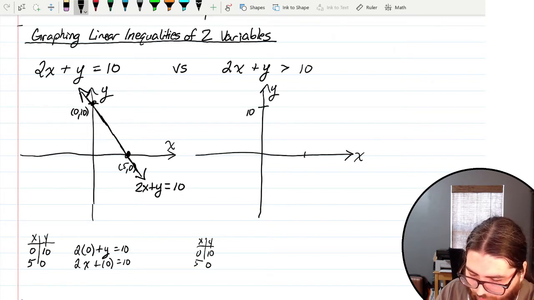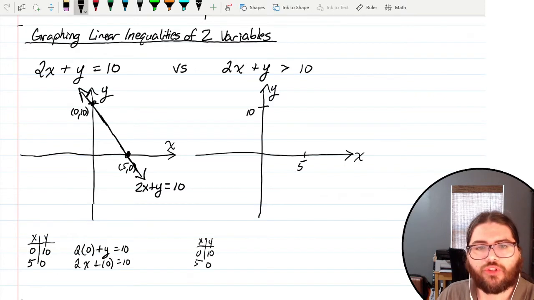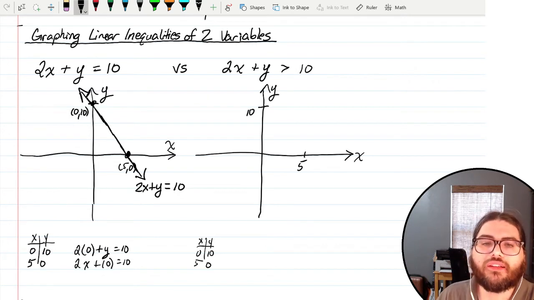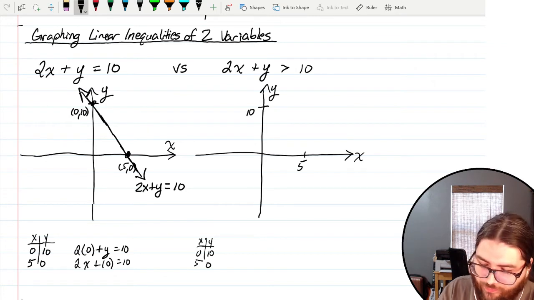Here I'm going to be a little bit lazier. I'm just going to mark 10 and 5. Because they're on the x-axis and the y-axis respectively, I know that the other coordinate is 0. I don't need to show that every time. So we're going to mark the 2.